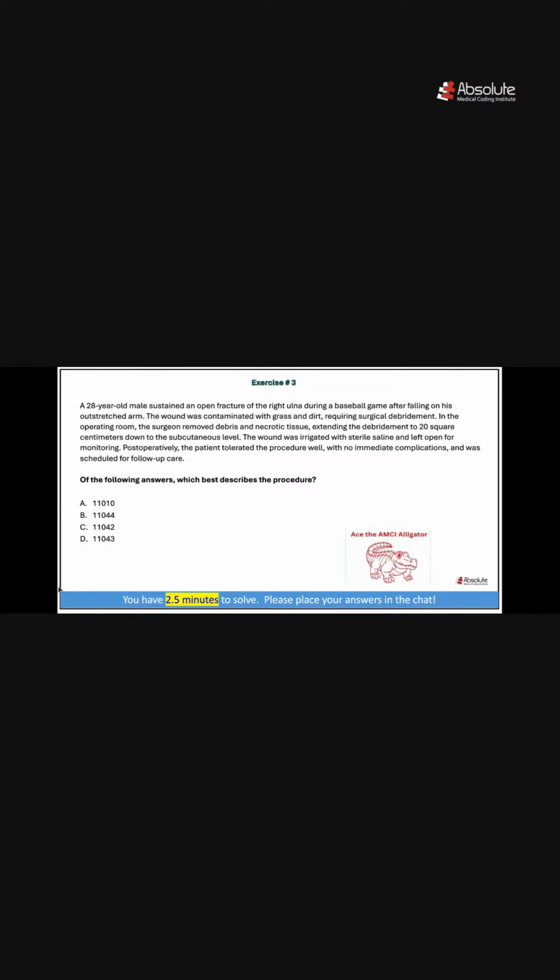contaminated with grass and dirt, requiring surgical debridement. In the operating room, the surgeon removed debris and necrotic tissue, extending the debridement to 20 square centimeter down to the subcutaneous level. The wound was irrigated with sterile saline and left open for monitoring. Post-operatively, the patient tolerated the procedure well with no immediate complication and was scheduled for a follow-up care. Of the following answers, which best describe the procedure? And coders, your time begins now. All the best.